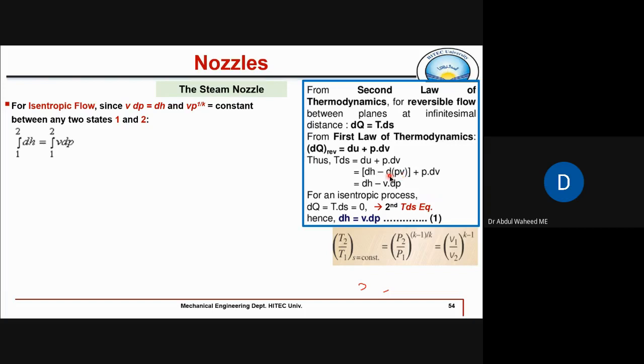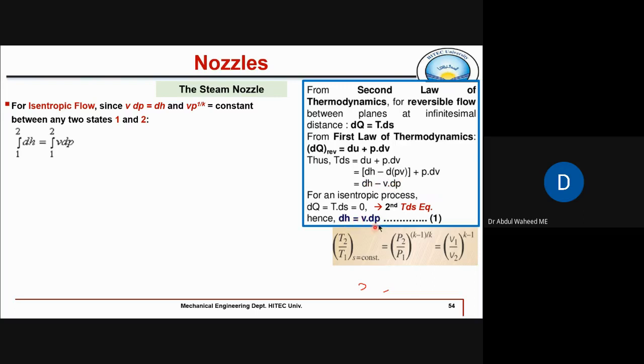It will be PdV plus VdP. So PdV will cancel with this PdV, and what is left? V into dP here, right? So TdS, the same TdS, is written in terms of enthalpy minus VdP. And for an isentropic process, the change in entropy is 0, so dS will be 0. So this portion is 0. So now we can write dH is equal to VdP.